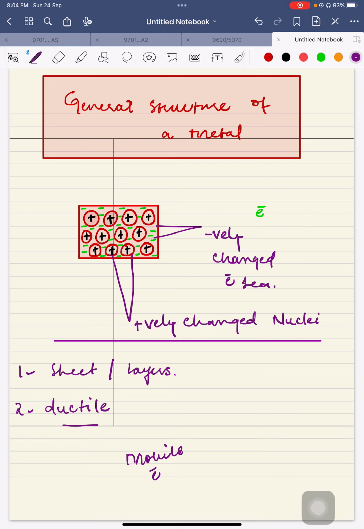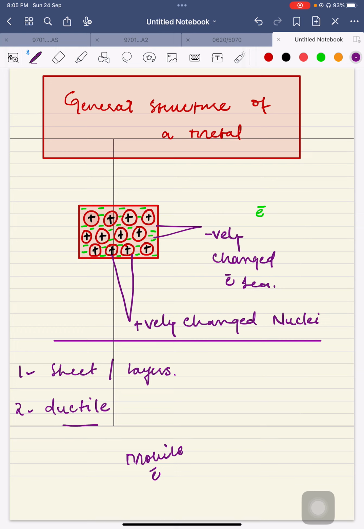Positively charged nuclei are immersed in the negatively charged electronic sea. Positively charged nuclei can slip over each other, can slide over each other. Due to this property, a metal can be converted into sheets, into layers. One example is aluminum foil. There is another thing, that metals are ductile. They can be converted into wires. And there is another property of a metal, that every metal can conduct electricity due to the availability of mobile electrons.